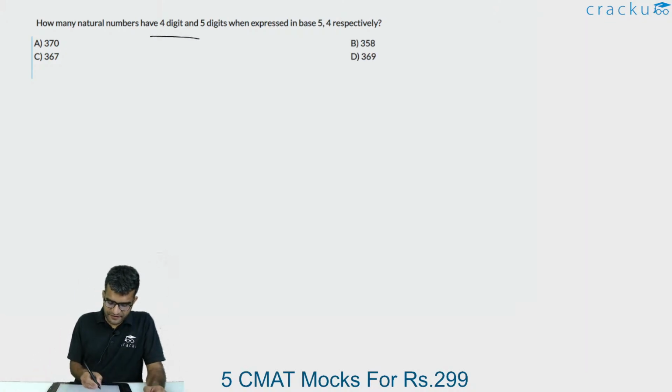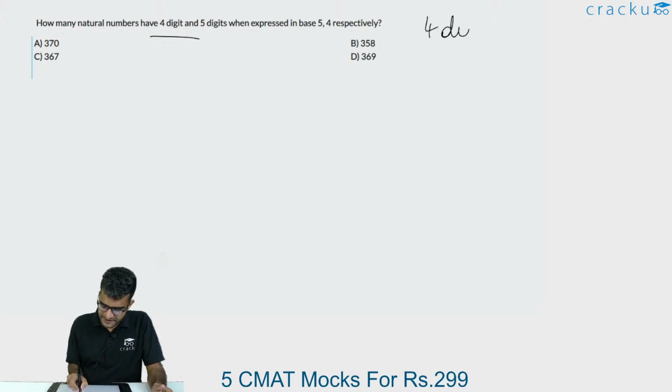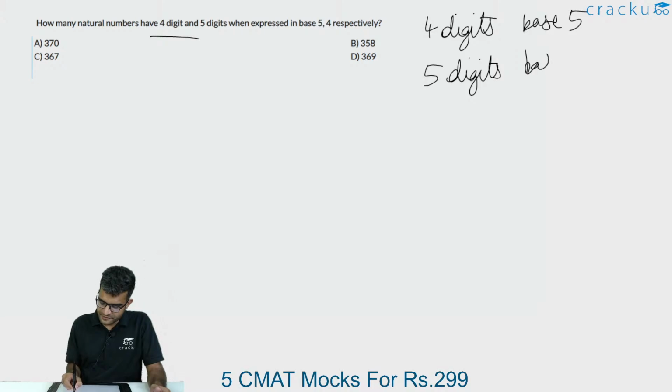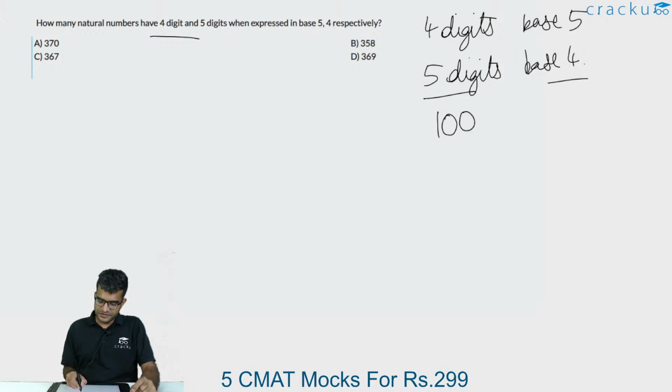In this question, we are asked to find out how many natural numbers have 4 digits when expressed in base 5 and 5 digits when expressed in base 4. Let us first consider what are the numbers in base 10 which have 5 digits in base 4. What is the smallest number which has 5 digits in base 4? That will be 1, 0, 0, 0, 0. This is the number in base 4 which is the smallest number.